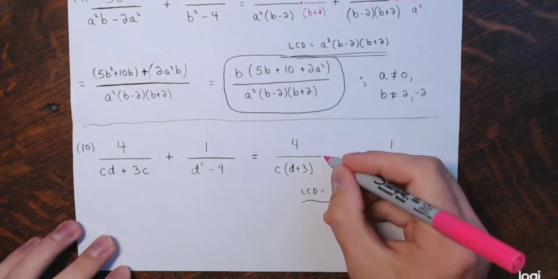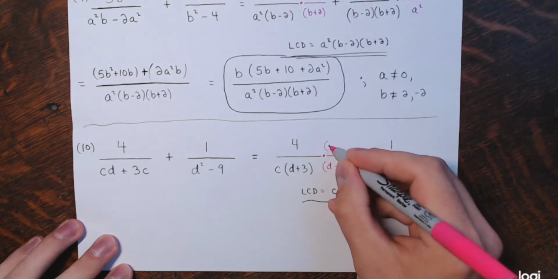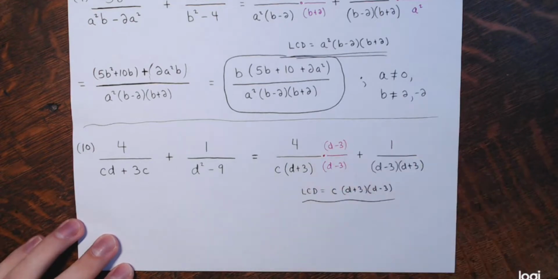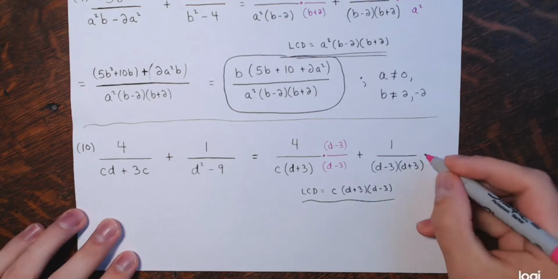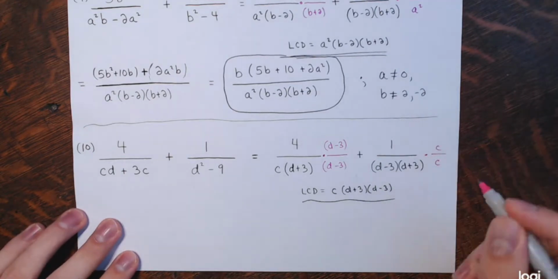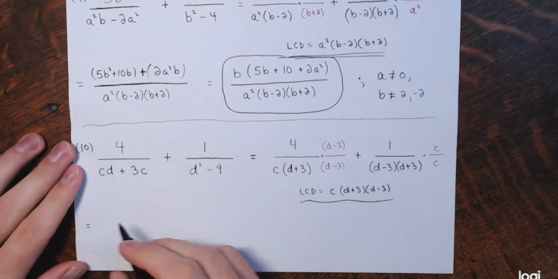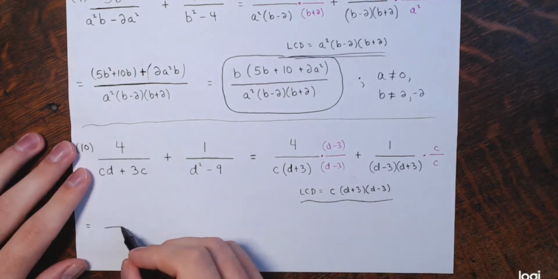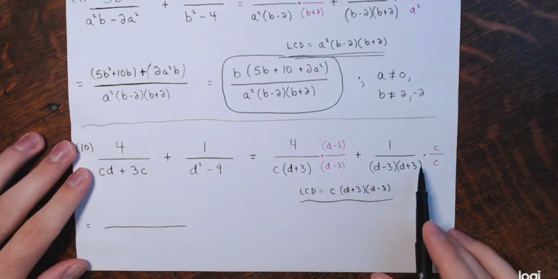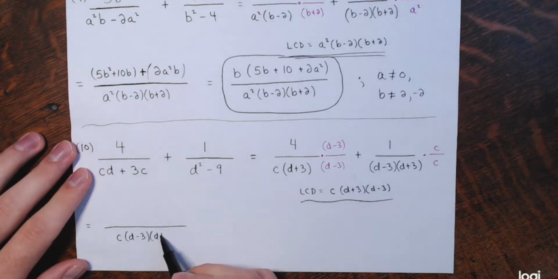Now for the first fraction, to do that, I'd have to multiply the denominator and the numerator by the quantity d minus 3. Here, to do that, I'd have to multiply the numerator and denominator by c. So now both fractions have this LCD as a denominator. Then I can add them. And when they have the same denominator, that denominator will be the denominator of the sum: c times d minus 3 times d plus 3.